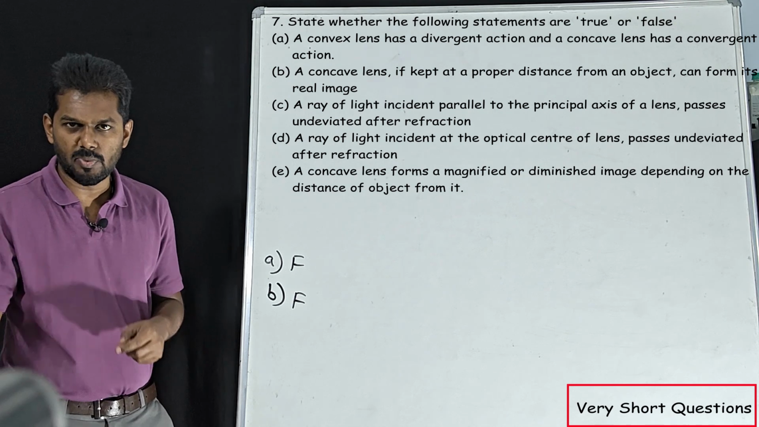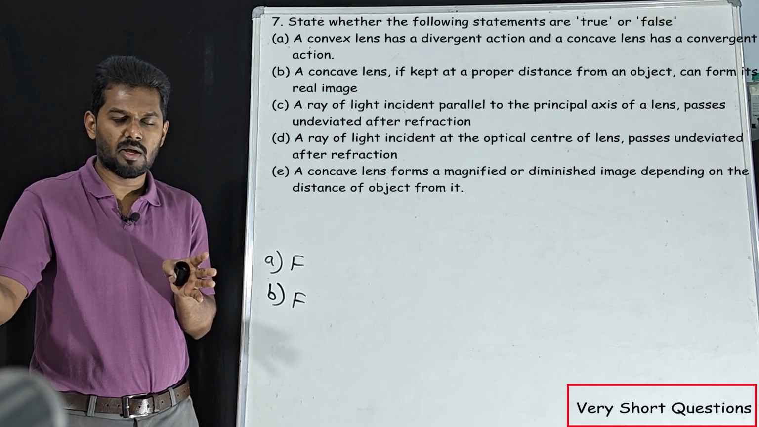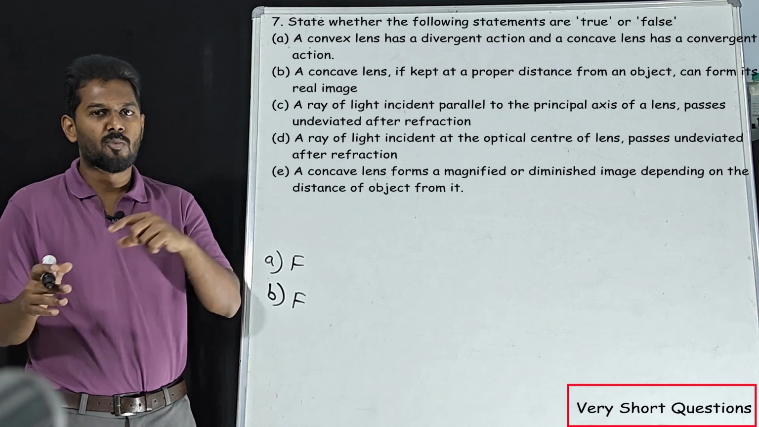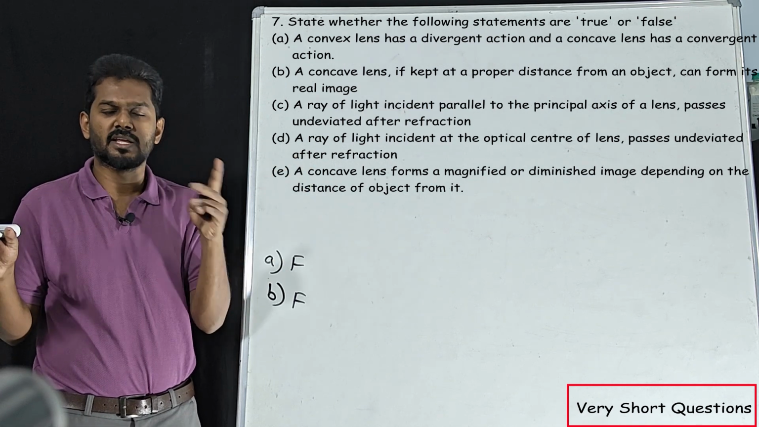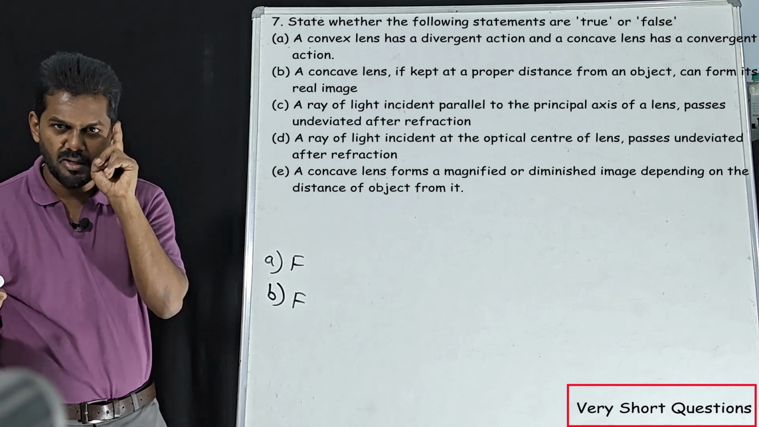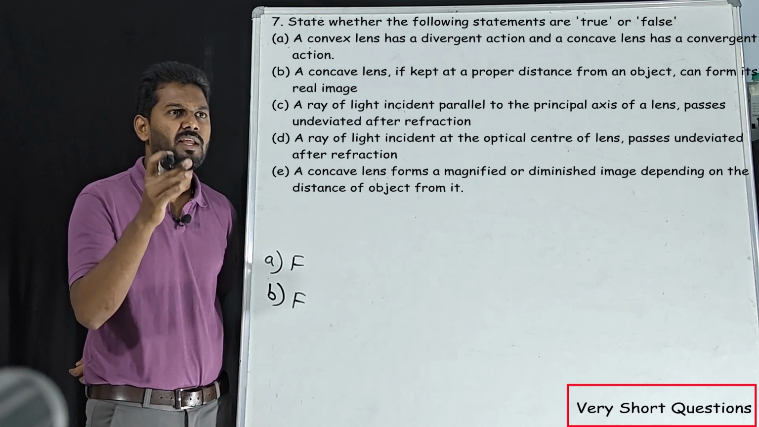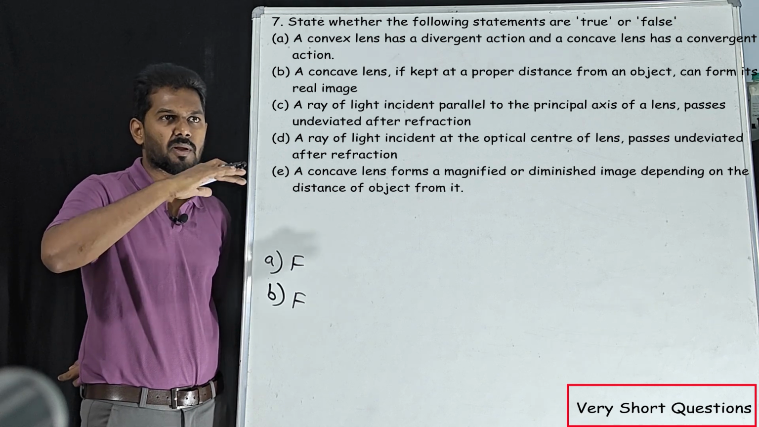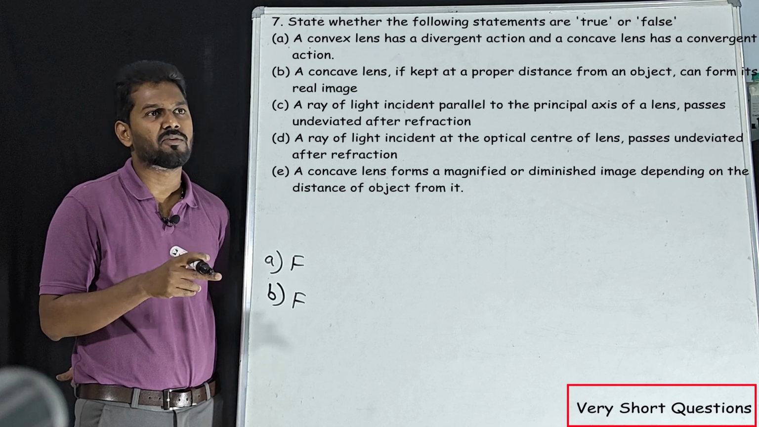At whatever distance you place it, whether you change the distance from the object to the lens or the lens to the object, that means you are moving the lens or moving the object, a real image is not possible in concave. Keep this in mind. Sub-question C: a ray of light incident parallel to the principal axis of a lens passes undeviated after refraction.